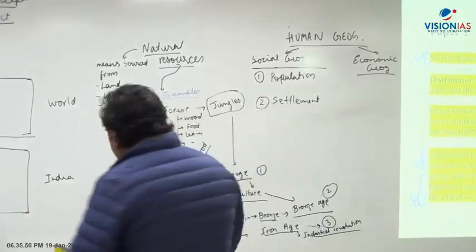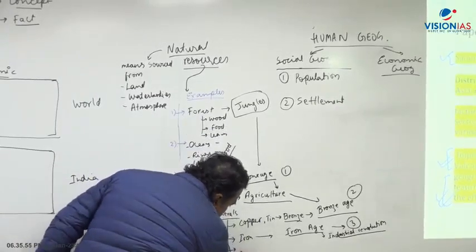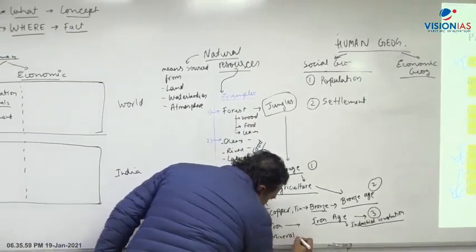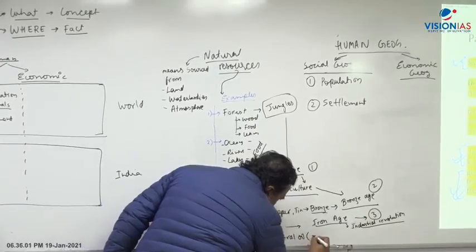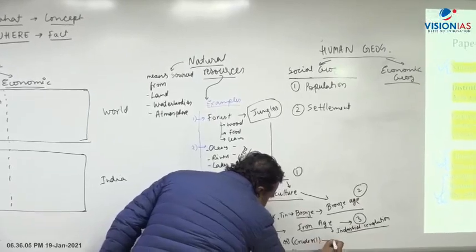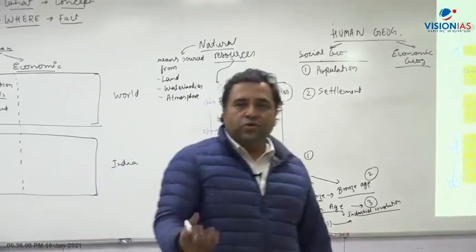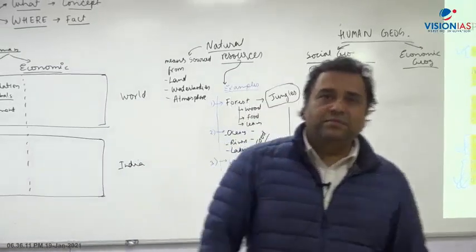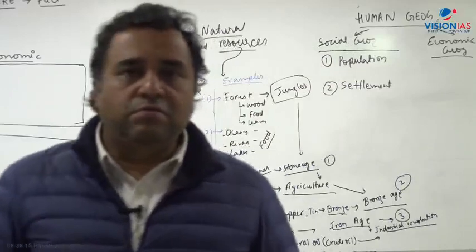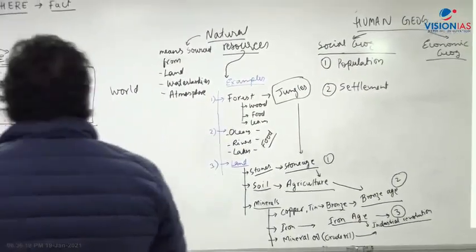And then after iron, what was the next big thing that we found? We found mineral oil, which you also call crude oil. And crude oil also led to industrialization, because crude oil gave us engines. Petrol engine, diesel engine. And the Industrial Revolution grew further.